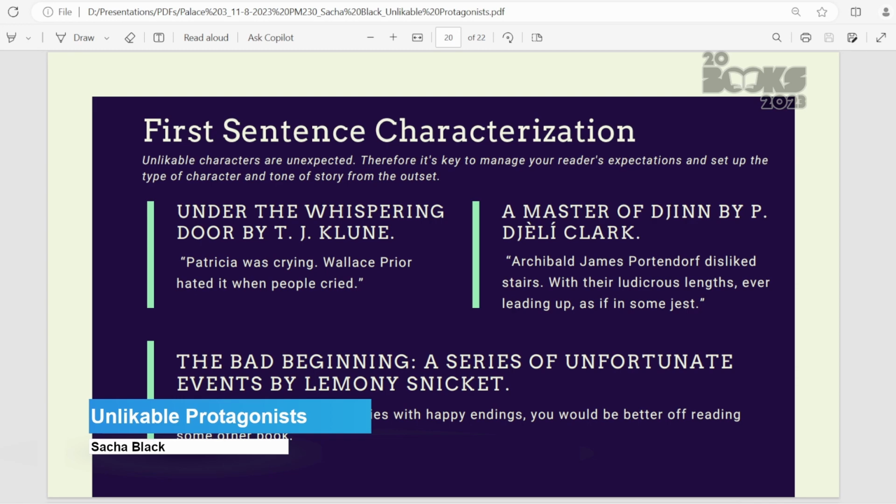So make sure that you do that on the first page so that the reader doesn't get a chapter in and then go, wait, what? How am I supposed to connect with this character?